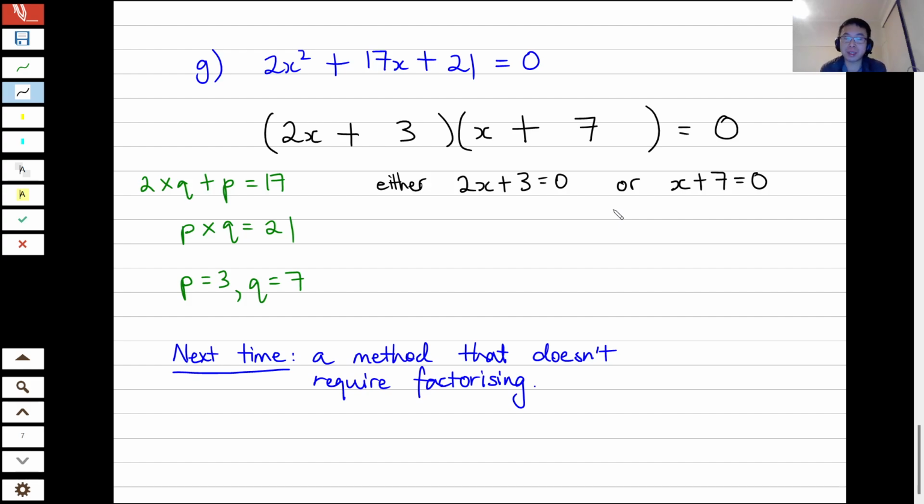I skipped this step previously, but for an equation like this you might find it helpful. So now I need to rearrange both equations for x. The first one gives me x equals negative 3 on 2, and the second one gives me x equals negative 7.